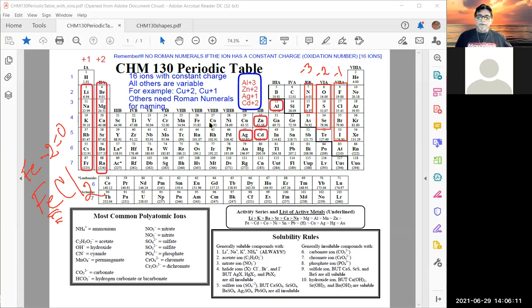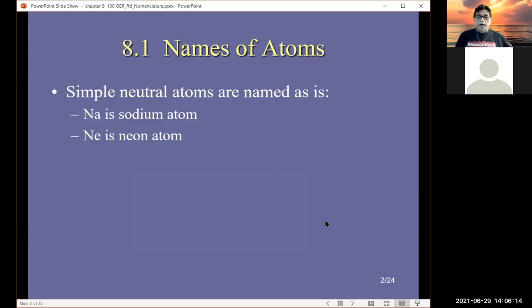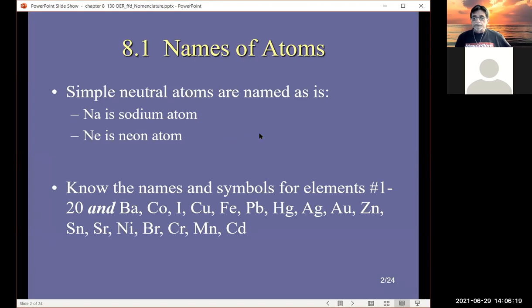Let's go back to the slide. All right, so naming of the atoms, we've done this quite a bit. We talked about simple naming with respect to the elements, get to know at least the first 20. And then we added barium, cobalt, iodine, copper, iron, lead, mercury, silver, gold, zinc, stannous, by the way. If we will accept SN, stannous.